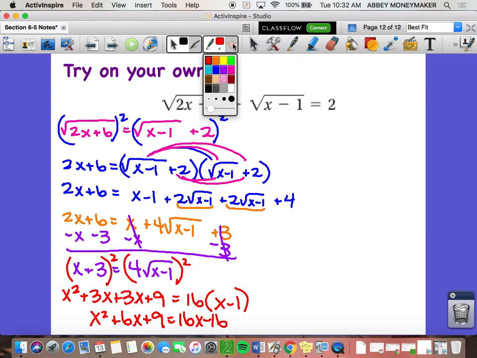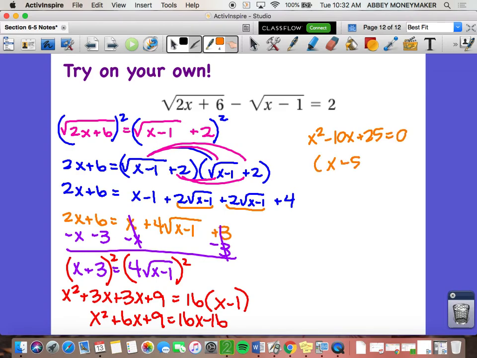And then we are going to get everything to one side. So we would subtract the 16x to give me negative 10x. We would add the 16 to get 25 is equal to 0. Hey, look at that. That factors: x minus 5 times x minus 5. So then x is equal to 5, only one time. So now let's plug it back in to see if it works. 4 minus 2, that does work.